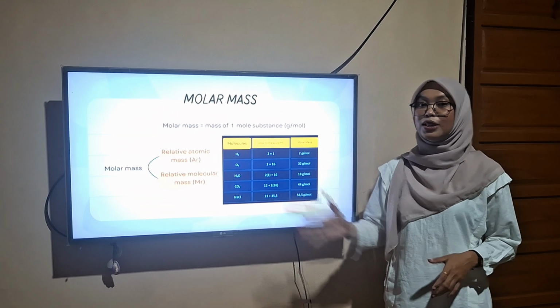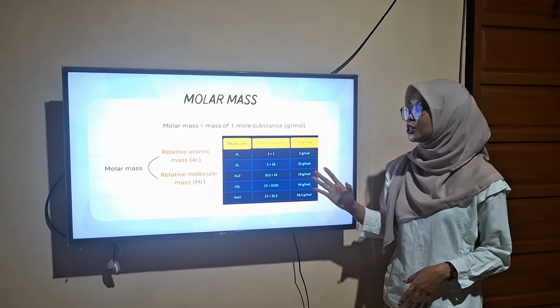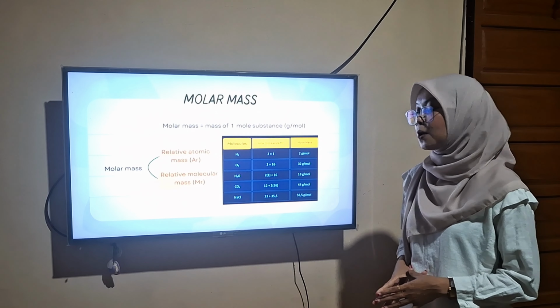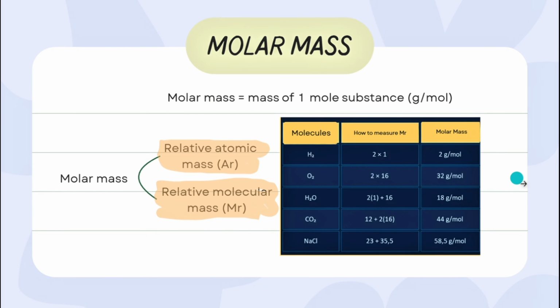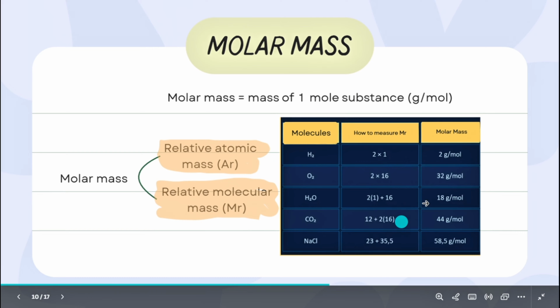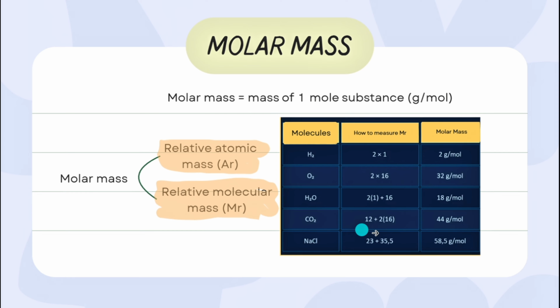And how about the relative molecular mass? This table will show us how to calculate the molar mass of different molecules. The idea is simple. Add up the atomic mass of every atom in the molecule. For example, carbon dioxide. Ar of carbon is 12 and oxygen is 16, and there are 2 oxygen atoms, so the calculation is 12 plus 2 times 16, and the molar mass will be 44 gram per mole.